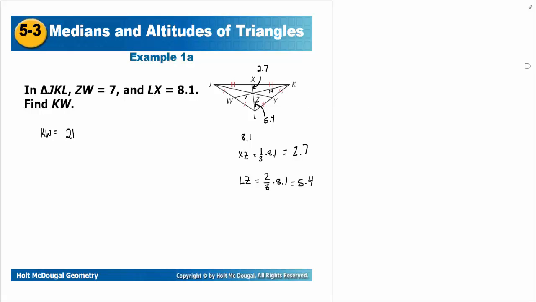And if you look at the next problem, they ask you for LZ. So I already found it. LZ is this piece right here, the longer of the two smaller pieces, so it's going to be 5.4. That's really both those examples at once. Again, just learn how to work with those because they're actually not so hard to do if you know how to find the length if you're given one of the smaller pieces, or if you're given the entire length as well, like when we were given LX. If you can work with both of those, you should be all right.